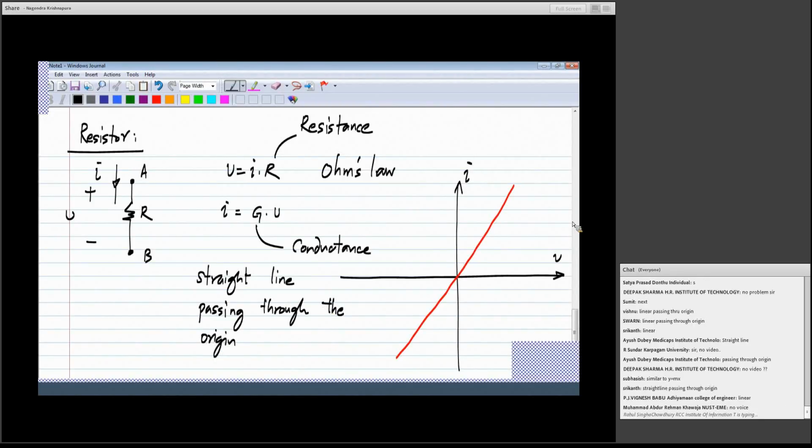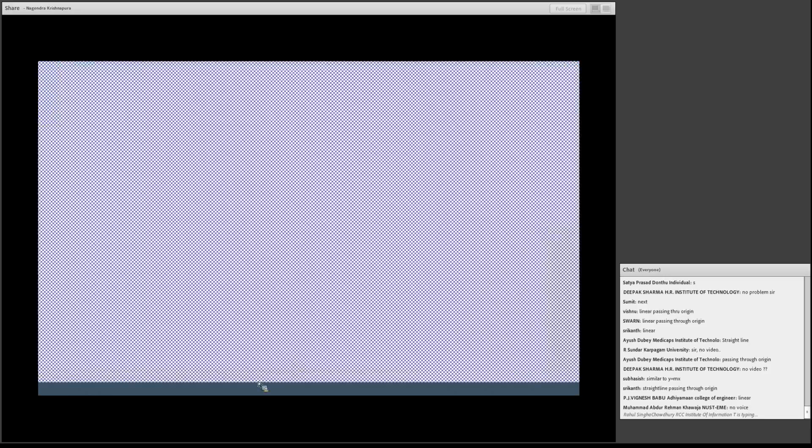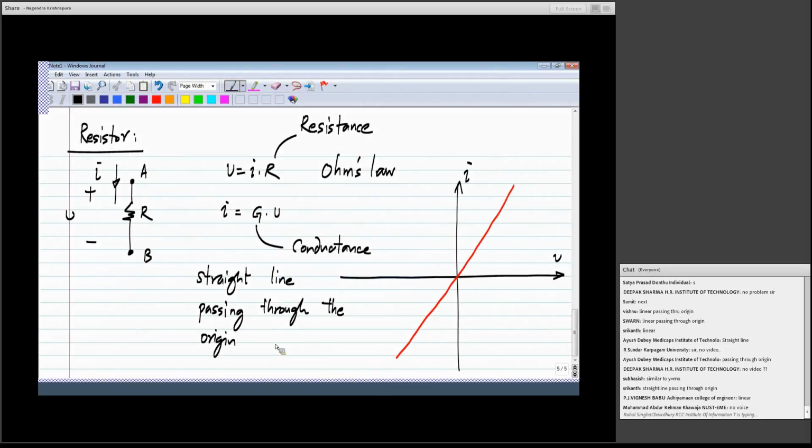And the slope of this would be G, the conductance G.